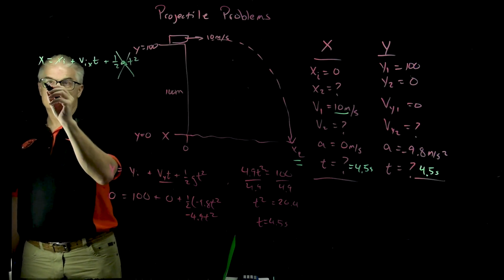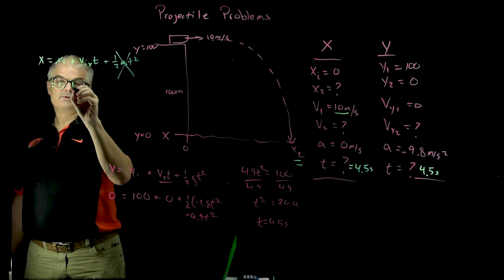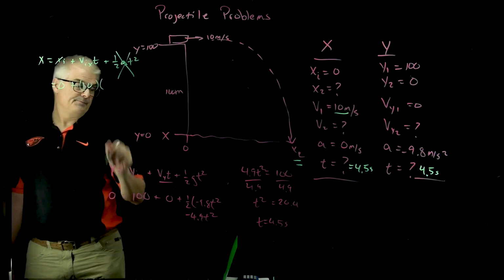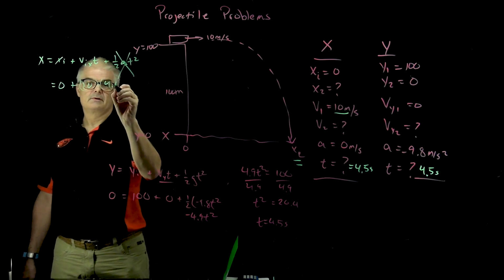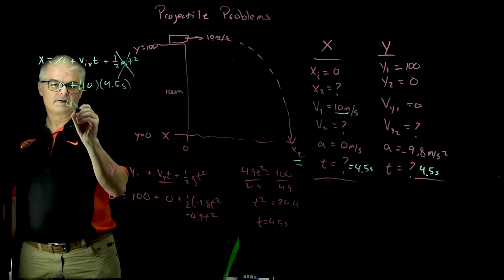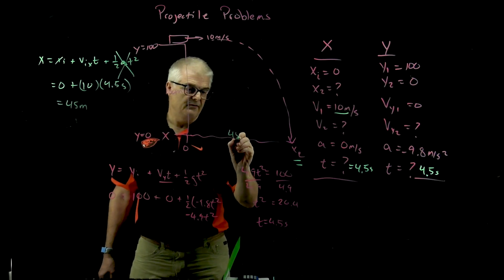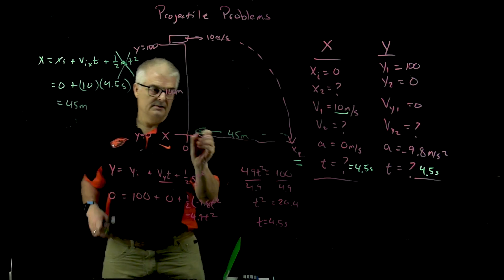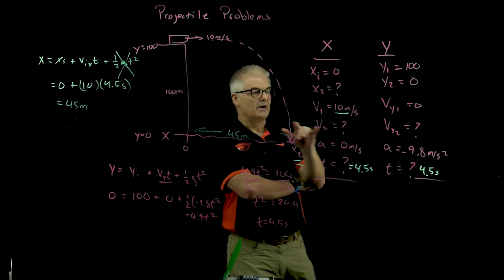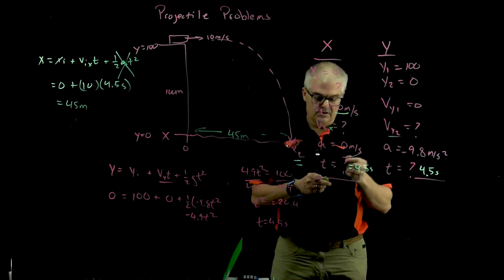So x equals x initial, which is 0, it's starting at 0. And it's just going to take v initial x, which was 10, times the time. And the time was 4.5 seconds. I don't even need a calculator for that one. 10 times 4.5 is 45 meters. So for the projectile, this distance will be 45 meters. Does that make sense?